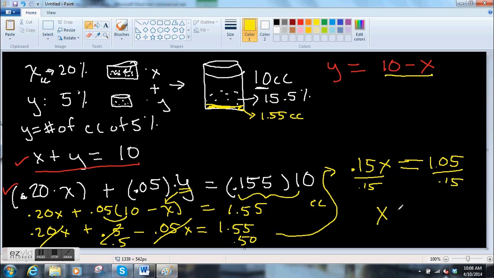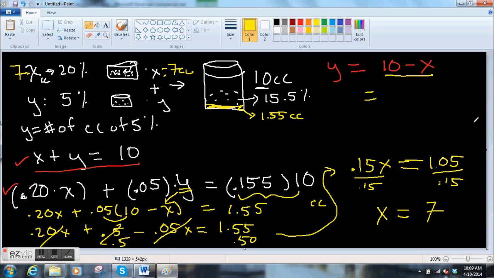And I'm left with x equals 7. What? That's right. Put it on your calculator, you guys. 1.05 divided by 0.15 equals 7. So what is that saying? It's saying that x is 7 cc's. So we're taking 7 cc's of this one. Well, now you can probably jump ahead and see that we have 7 cc's of this medication. We have to add some amount of y, and they're going to equal 10.